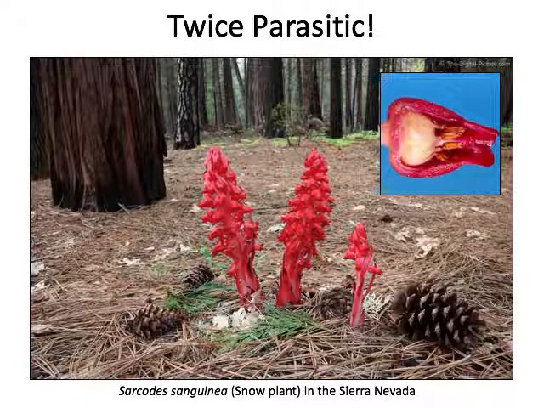And you don't actually need chlorophyll in order to benefit from photosynthesis. Here is an example of a fabulous parasitic plant called Sarcodes. It's also referred to by its common name of snow plant, and it grows in the Sierra Nevada mountains. It's parasitic on a fungus that lives underground, and the fungus grows as a specific mycorrhizal partner to the surrounding conifer trees. Carbon tracking shows that sugars from conifer roots actually end up in this parasitic plant.